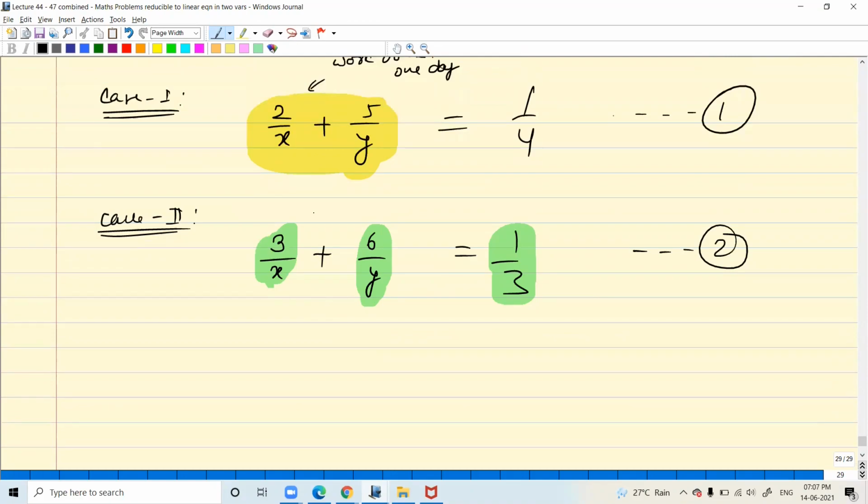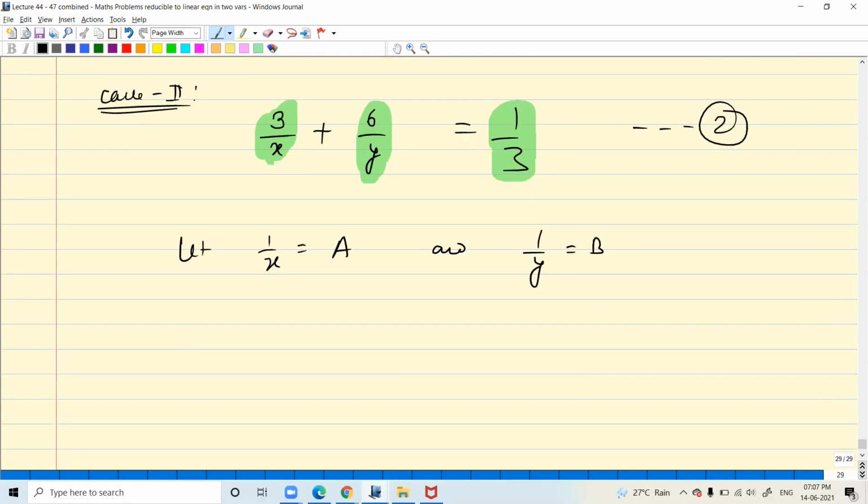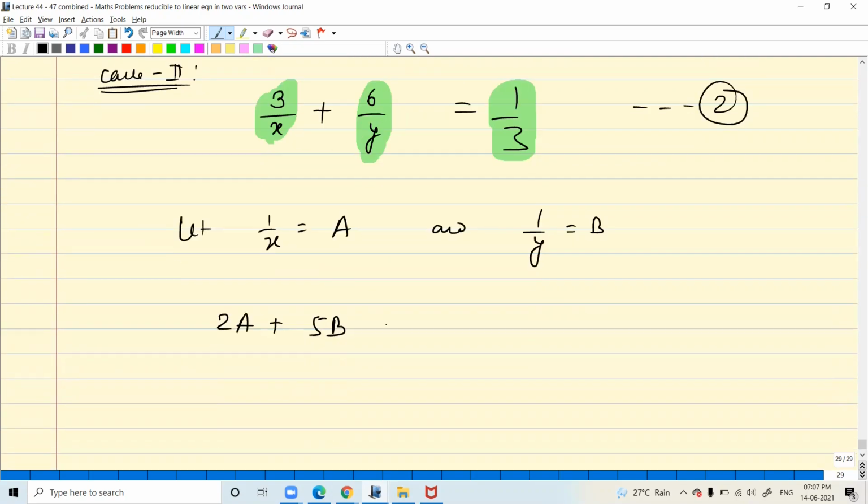So now we have got our equations, and this kind of equation we have already solved. So what is the next step? To solve this problem, what will we have to do? Take 1 by X as A and 1 by Y as B. Yes. Let 1 by X equal A and 1 by Y equal B. Then rewrite the equations. First equation can be written as 2A plus 5B is equal to 1 by 4. And the next one is 3A plus 6B is equal to 1 by 3.